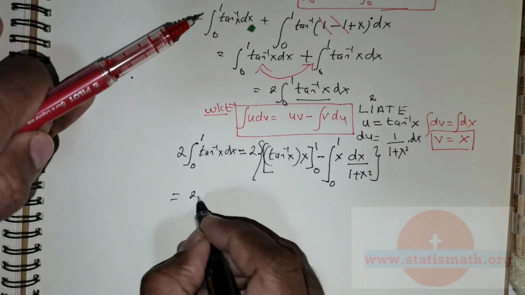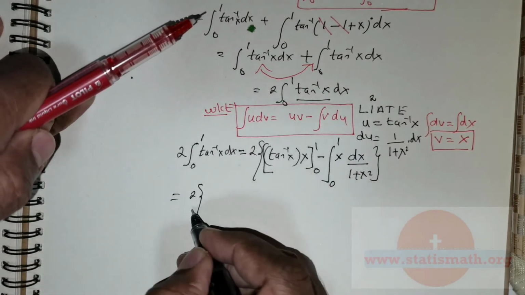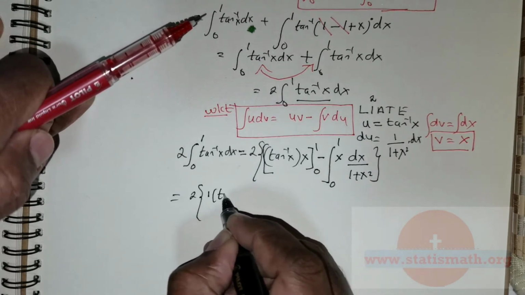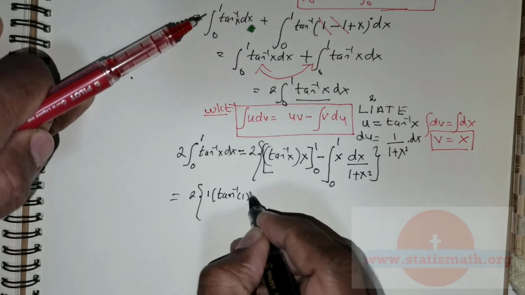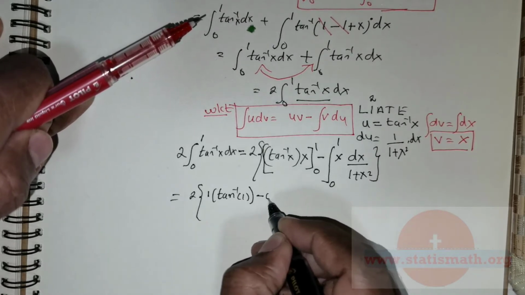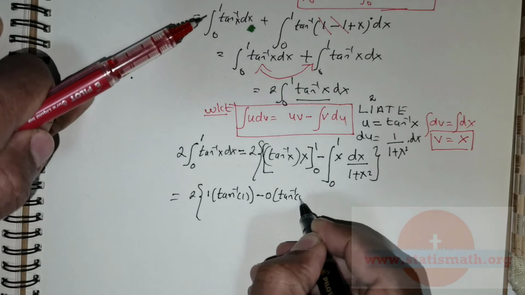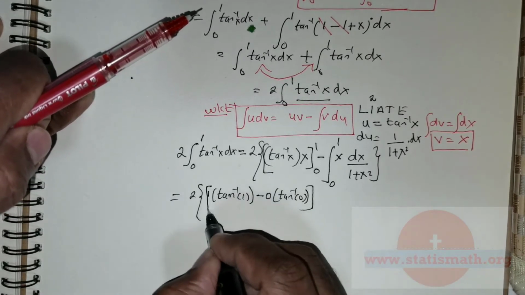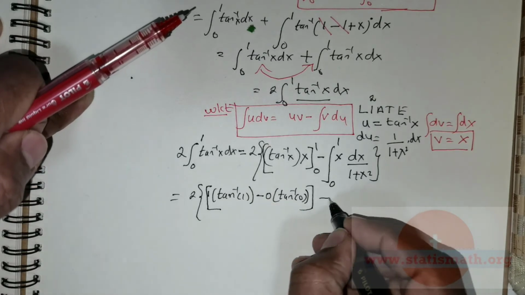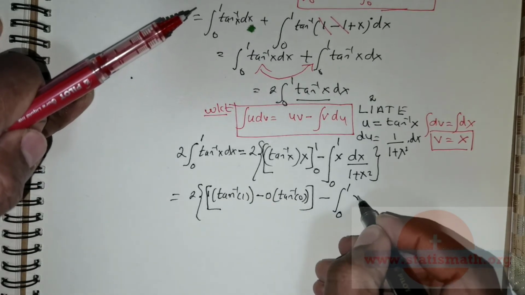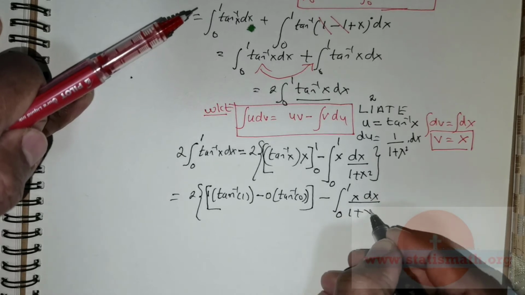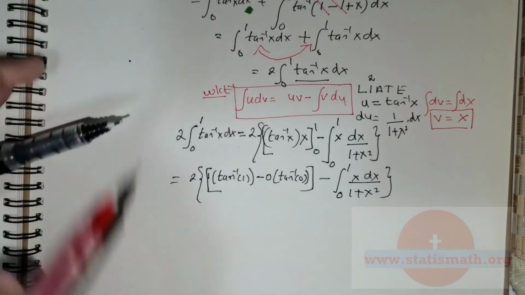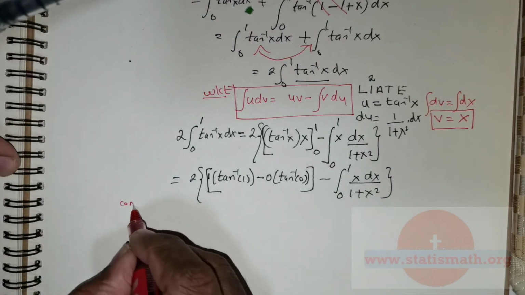Now this is equal to 2 times, substitute the upper limit, so you get 1 multiplied with tan inverse of 1 minus 0 times tan inverse of 0. This is for the first component. Let me place it in square parentheses. For the second component, we have the integral from 0 to 1 of x dx divided by 1 plus x squared. I'm going to show you how to integrate this component, so let me take it down here.